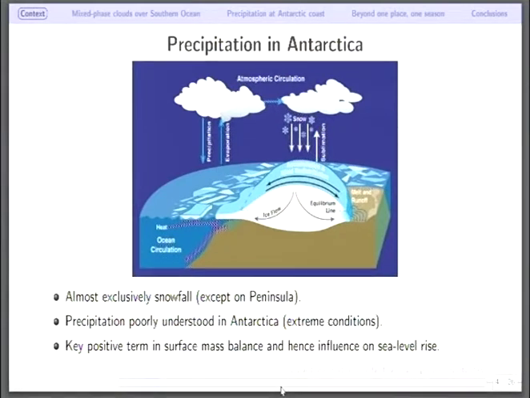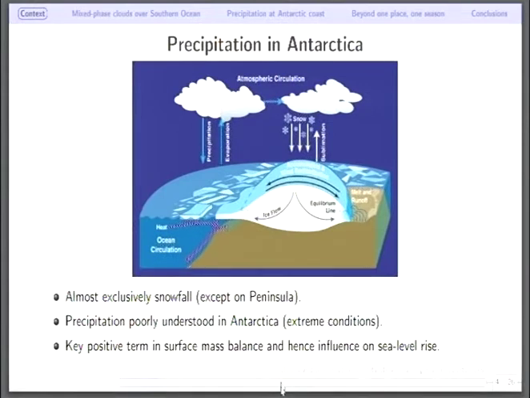And it's very important because precipitation is a key positive term in the surface mass balance. The precipitation increases the mass, the melt and the sublimation decrease it, and then you form ice, and then by calving and releasing ice to the ocean, that's the ice sheet mass balance. And this is very important because that has a direct influence on sea level rise. Depending on this mass balance of the ice sheet, the sea level will more or less rise. So although it's far, we are all concerned somehow by what's happening over there.